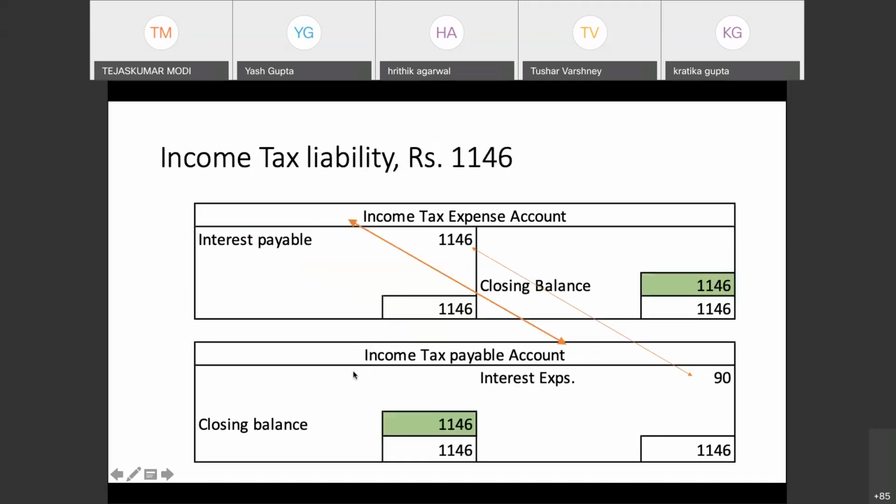Right? I hope I'm not going too fast because we have already discussed some of this in the last class. Income tax expense, as I mentioned, is an expense. So income tax expense account debit. At the same time, it hasn't been paid yet, and it has to be paid, so there is a liability. So income tax expense account debit to income tax payable. So income tax expense is having a debit balance 1146. At the same time, income tax payable is having a credit balance 1146. Anyone has any question till this point?